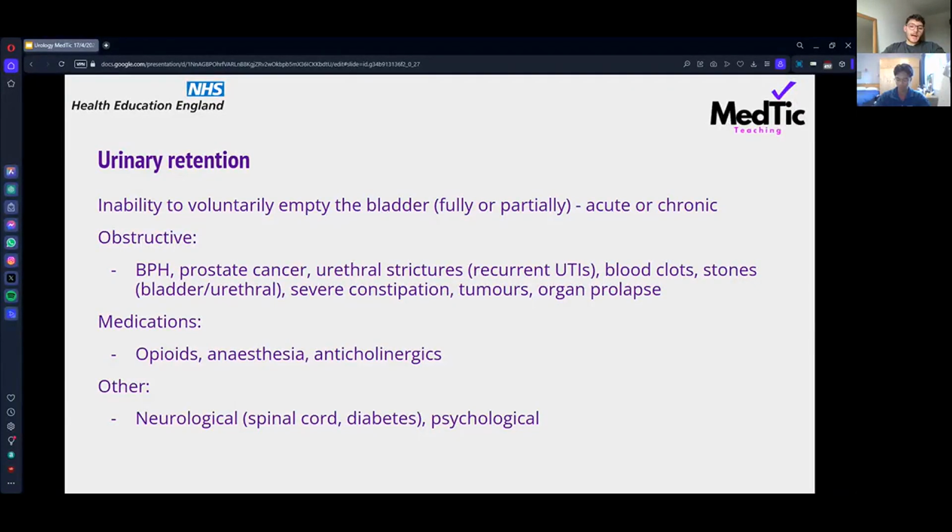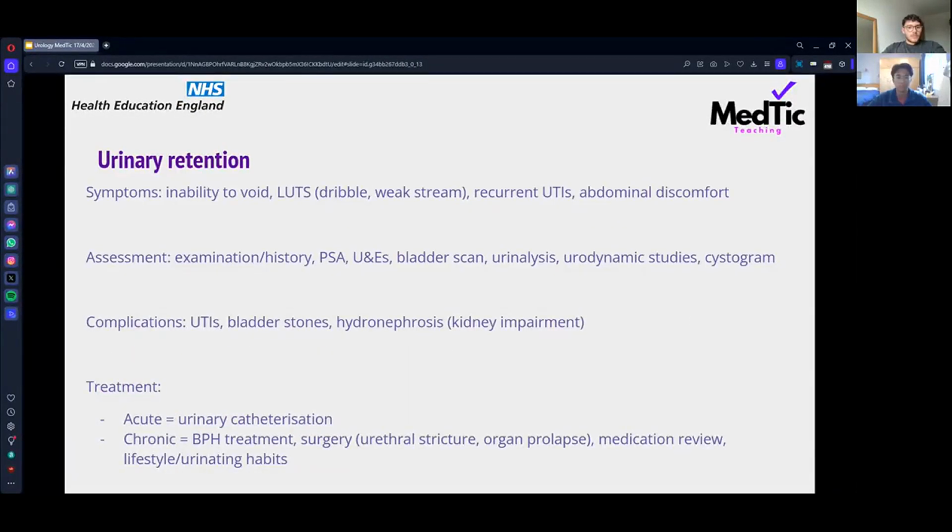And then thinking a bit more out there with causes, neurological causes such as spinal cord pathology, diabetes, and also there could be a psychological element to urinary retention. Thinking about some of the symptoms, of course you might be completely unable to empty your bladder or start a urinary stream. But especially in chronic retention, you might have less severe symptoms such as dribble or weak stream, so even though you're passing some urine, you are retaining a lot of urine as well.